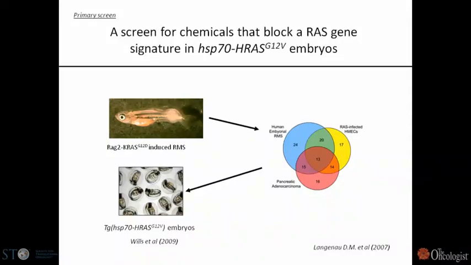So actually, just before this talk, Bruce said you really need to solve the RAS problem. So we're trying. I would say that we don't have a major hit, but I want to tell you about how we're going about it. So Dave Langenau in my lab, now he's at Mass General, had found that if you overexpress KRAS in a specific muscle compartment during embryogenesis, you get fish that have rhabdomyosarcomas.